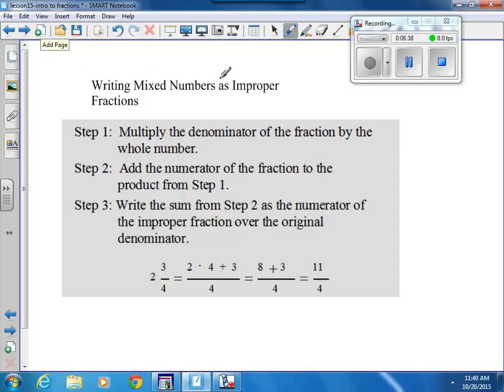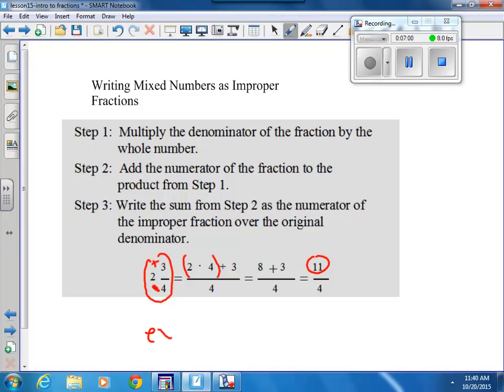Writing mixed numbers as improper fractions. That's why I say you may be rusty on this. So we're going through our basic skills before we do anything involving algebra. So 2 3/4, you remember that you multiply the 2 with the 4 and then add on the 3. So you're taking 2 times 4, which is 8, plus 3, which is 11.